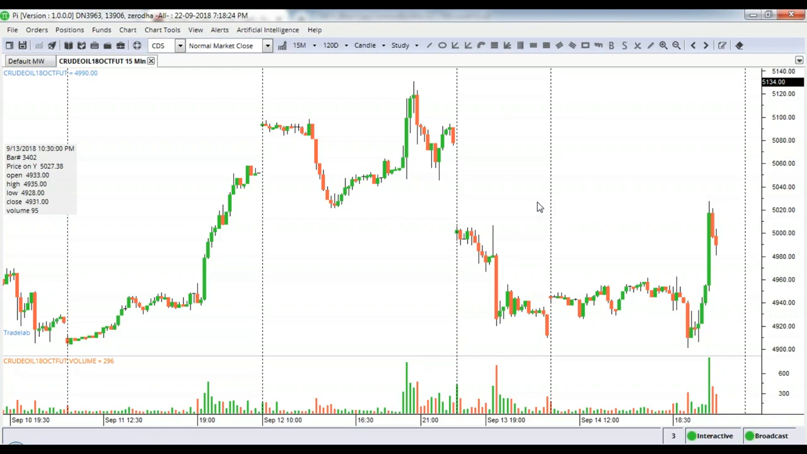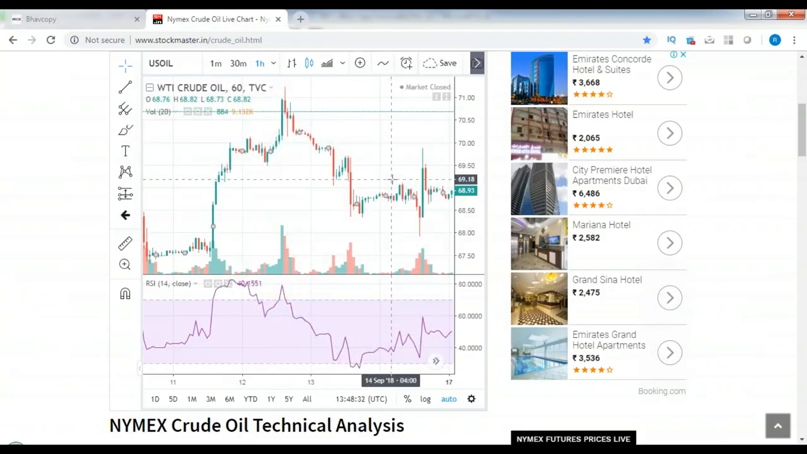Now, the second correlation that we have with crude oil. I'm currently talking about crude oil or international commodities. When I opened this up, what is the price? Like, what is the currency in which it is trading?